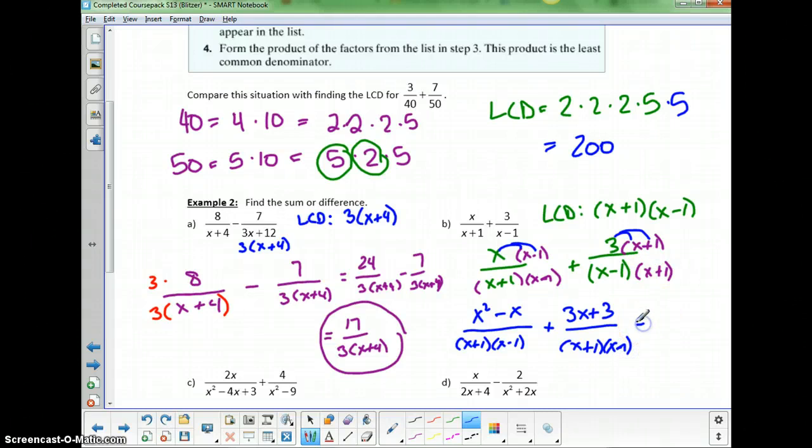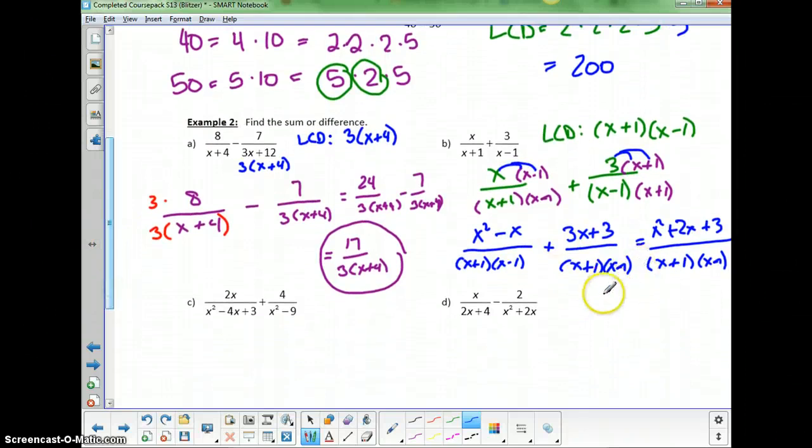Okay, add it all up. The top is going to be x squared plus 2x plus 3 over x plus 1, x minus 1. And I'm not done yet because I think that top can be factored. So the top is going to factor into x plus 3. Let's try x minus 1. That doesn't work because that would make a negative 3 right there.